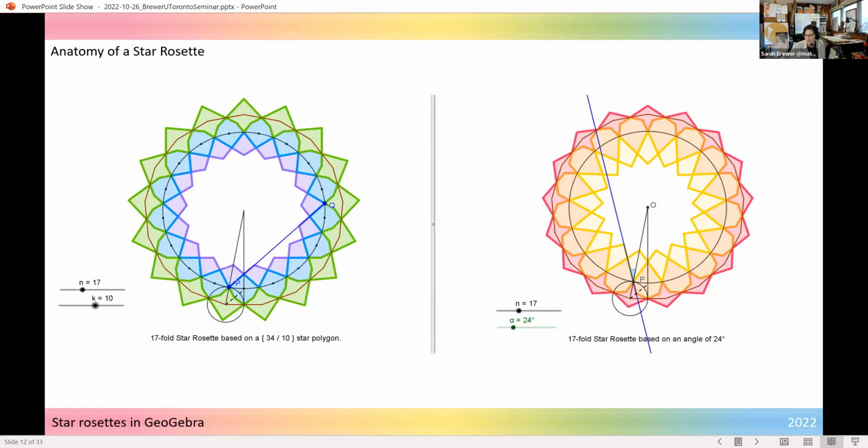Thankfully, one of my peer reviewers for the Bridges conference was like, why are you doing this star polygon thing? It doesn't make any sense. Why not just have a variable angle? And I was like, you know what? You're right. I don't know why I'm still doing that. So most of my GeoGebra now is just based on an angle.